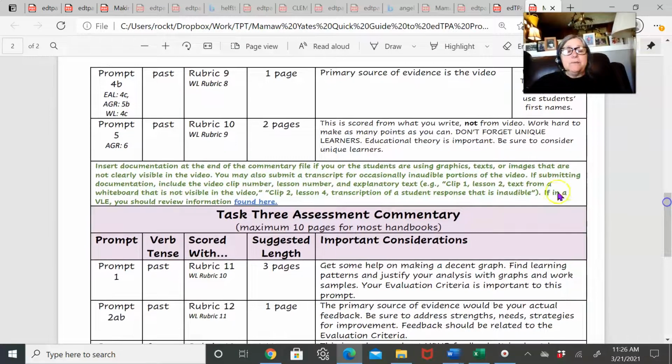You're going to put some documentation at the end of task 2, commentary, the commentary file, not your citations.